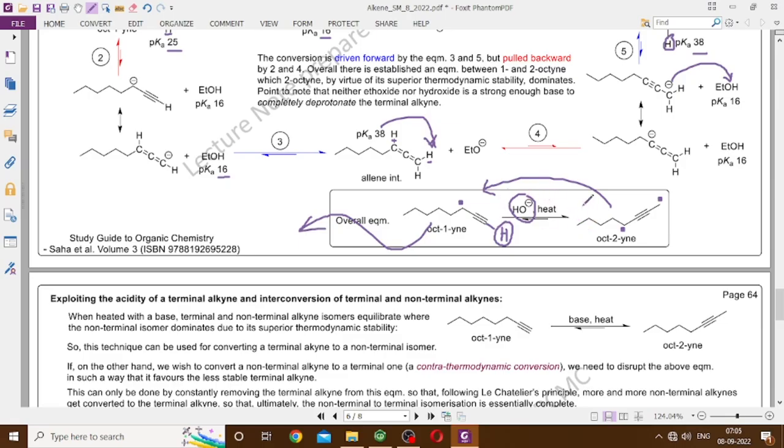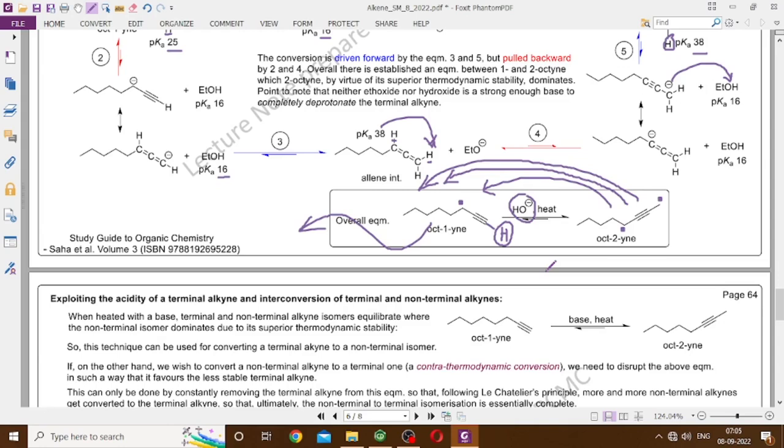To keep the equilibrium constant, more and more of this internal alkyne will convert, more and more terminal alkyne will be produced, more and more terminal alkyne will be deprotonated, which will induce more and more internal alkyne to convert again, till the whole internal alkyne is converted into the terminal alkyne or its salt, and then you do an aqueous acid workup, so that you end up with the terminal alkyne.